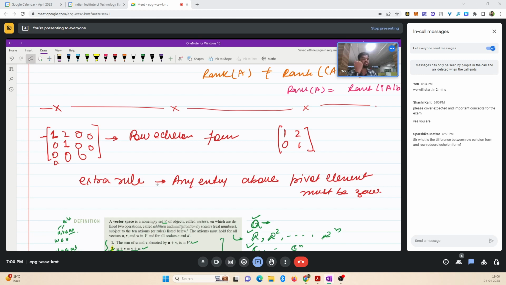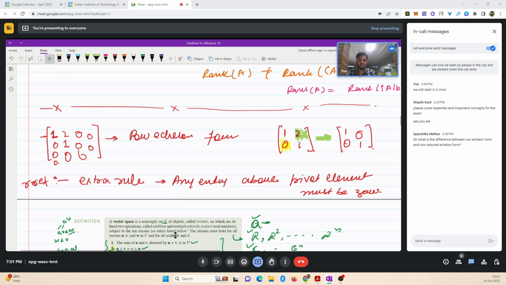Till now we were saying that if you have a pivot element, anything below it should be 0. Now in a row reduced echelon form, anything above the pivot element also should be 0. So we need to make this thing also 0. In a row reduced echelon form this would look something like 1 0 1 0. So this is the only difference between row echelon form and row reduced echelon form: in a reduced echelon form, we have an extra property that anything above the pivot element should also be 0.